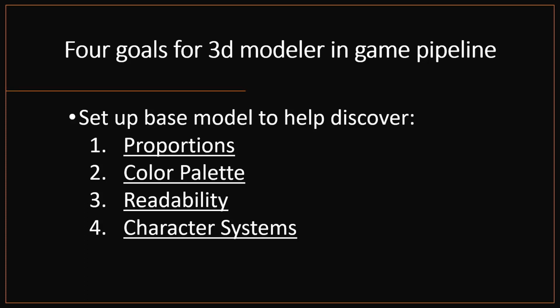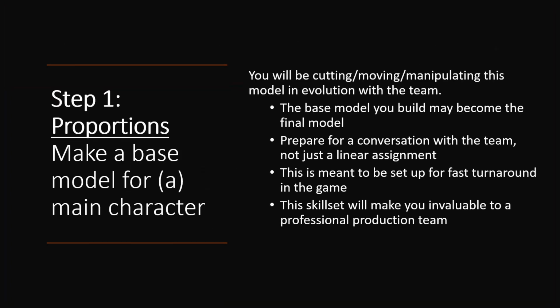So there are 4 goals for the 3D modeler in any game pipeline, 4 things that will help them immensely in determining the final needs of this game. And this involves setting up a base model. So kind of a ragdoll. Some people call it a ragdoll model. Some people call it the original model. I just call it a base model. To set up to determine proportions, color palette, the readability, and character systems.